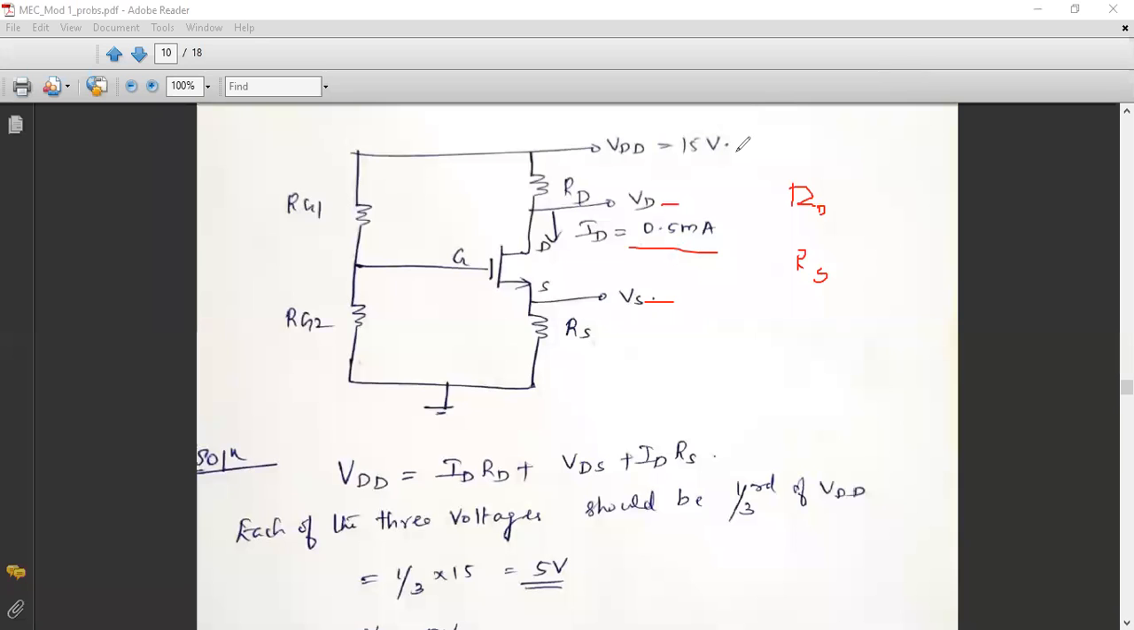Yes, very good. RD equal to, yes, Soumya, very good. Banu Prakash, very good. RD is equal to 10 kilo. Similarly, all of you find RS. How you will find RD? RD is equal to VDD minus VD divided by ID.